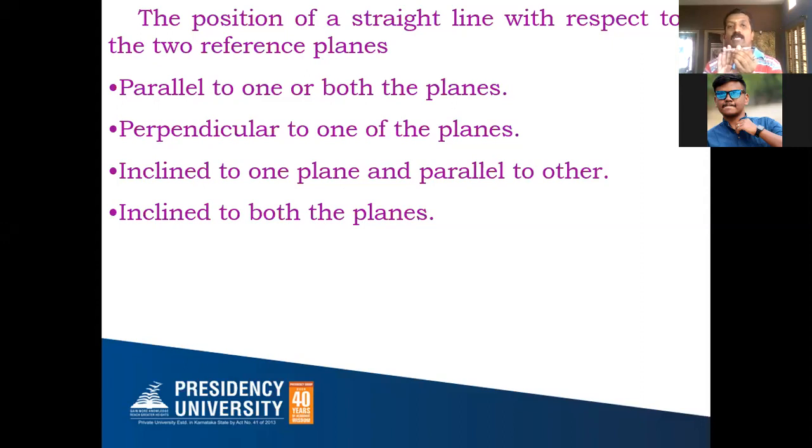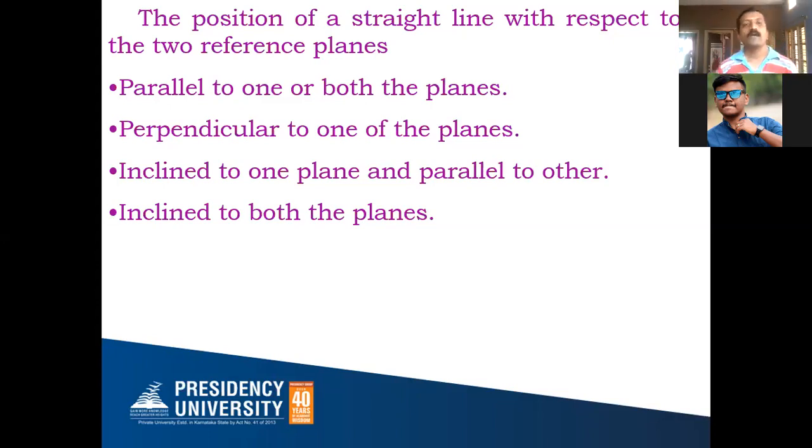Similarly, if a line is parallel to VP, in the front view whatever you draw, you will get a true length. Now, in the first case, whatever I have taken is parallel to both the reference planes. If I keep it like this, it is parallel to HP and parallel to VP. In both the front view as well as the top view, I will get the true length of the line.